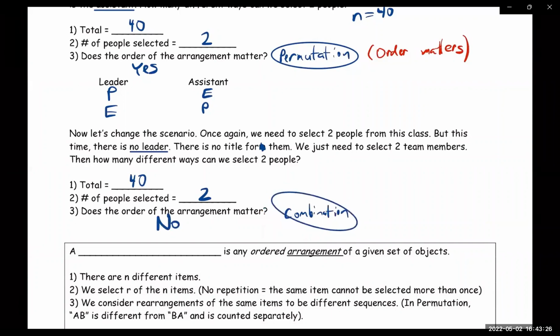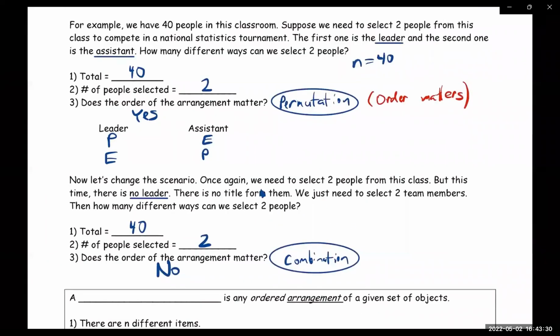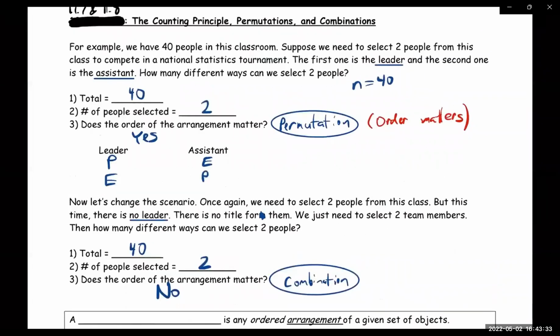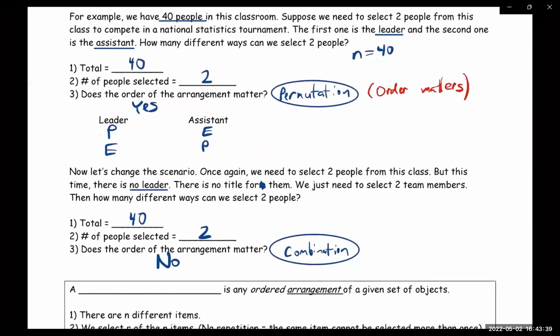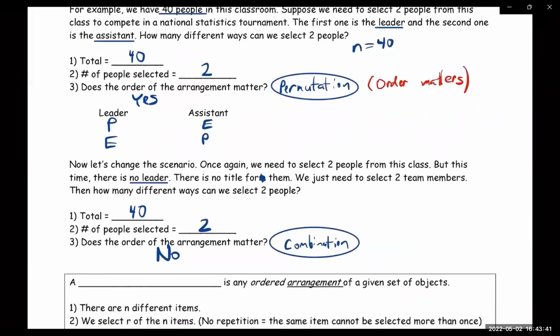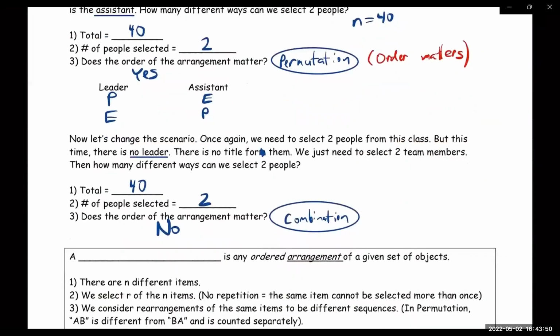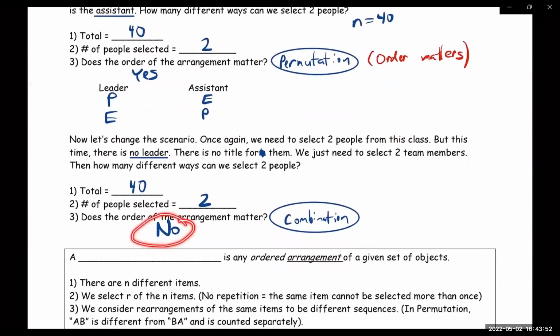So where did you get the 40 from? Oh, because it's the same problem. Yeah, the only thing they're changing is instead of selecting a leader and an assistant, in this case they're just selecting two team members. So there's no leader and no assistant, there's just two team members. So you are both equal players. Therefore, the order does not matter, which now makes it a combination.